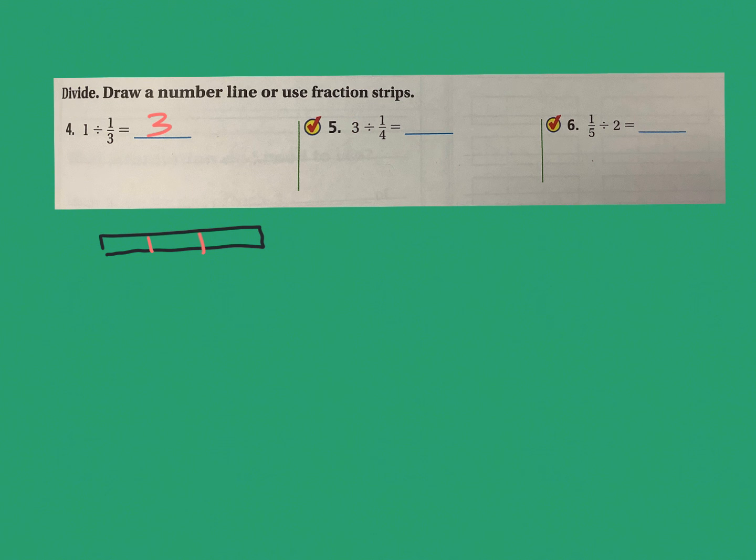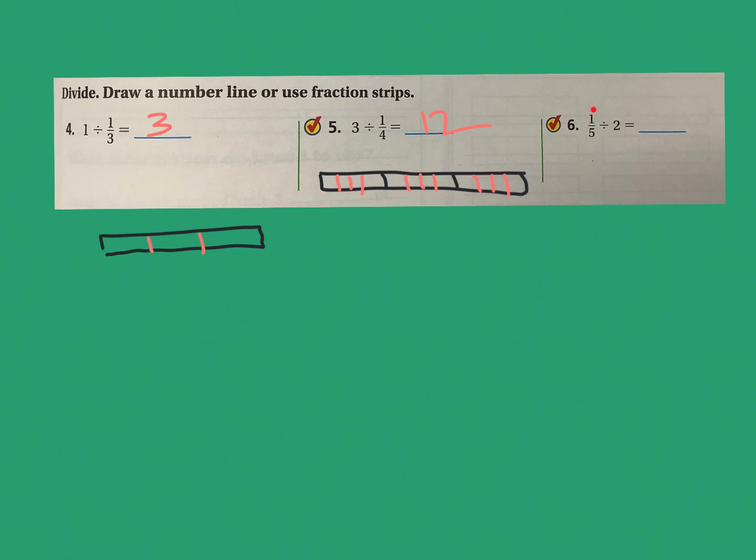So I have 3 whole of something. And I'm dividing each of those 3 into 1/4. So I'll split each of them into 4 equal pieces. And how many did I end up with? I ended up with 1, 2, 3, 4, 5, 6, 7, 8, 9, 10, 11, 12. 4 times 3, 12 is how much I ended up with. My answer, my quotient, came out bigger than my dividend.